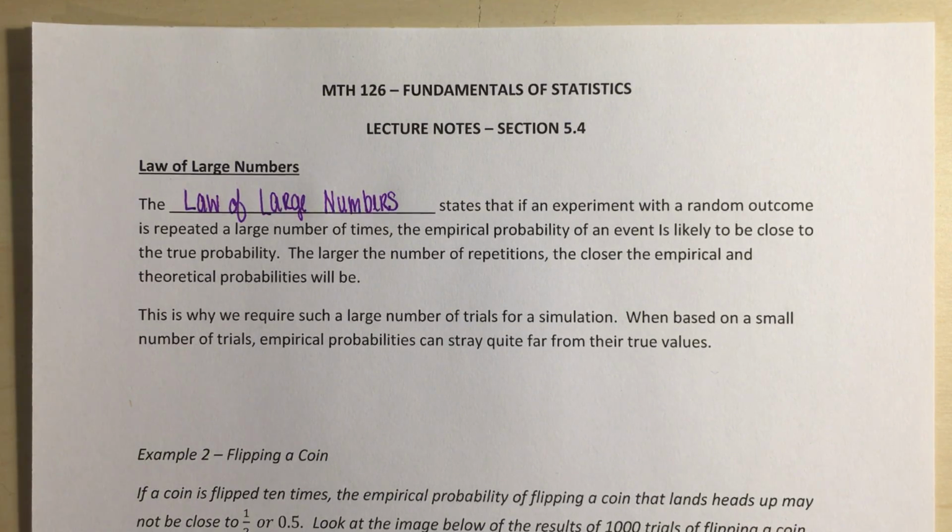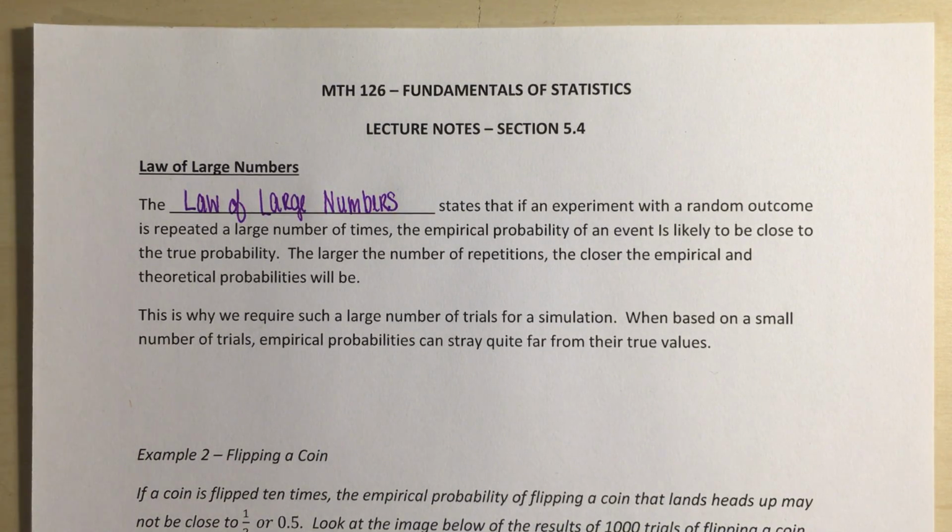So the law of large numbers states that if an experiment with a random outcome is repeated a large number of times, the empirical probability of an event is likely to be close to the true probability. So when we were just talking about our simulation, we said that we want to do at least 100 trials. The reason we want to do at least 100 trials is we want to repeat this experiment over and over again to get something that is close to our true probability.